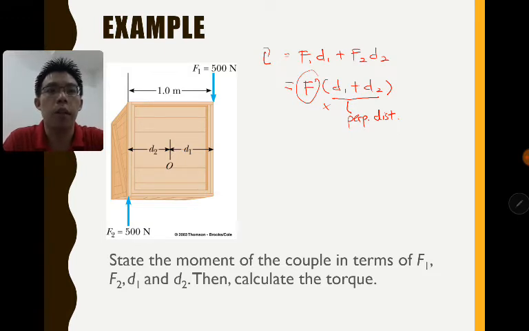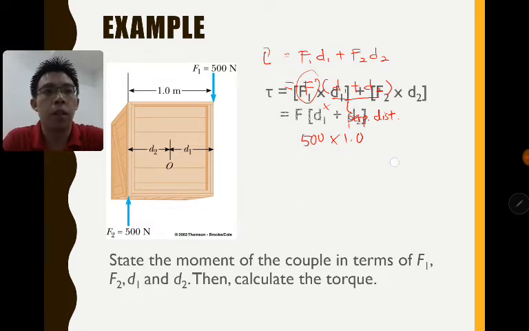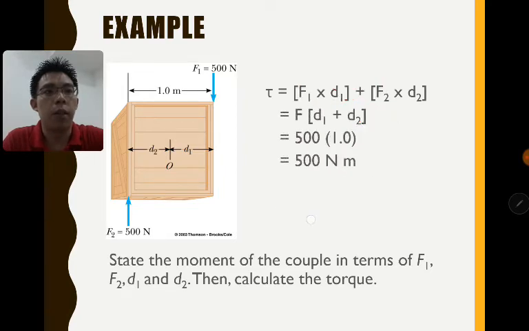So if you calculate that, that will be 500 times 1 meter, so it's 500 Newton meter. Okay, the same unit also. Okay, that's basically what I wrote just now.